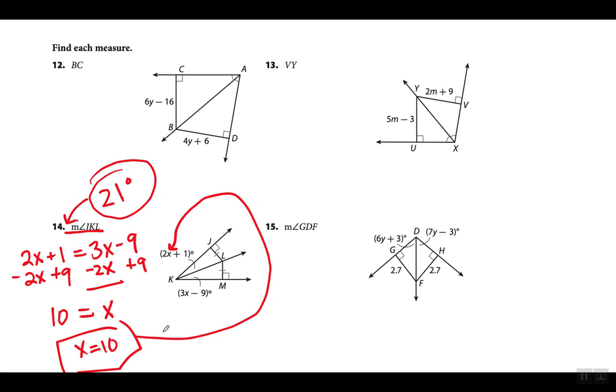Okay, x es igual a 10. Ahora tengo que sustituir el 10 aquí para x. 2 por 10 es 20 y 20 más 1 es 21, que es mi respuesta.